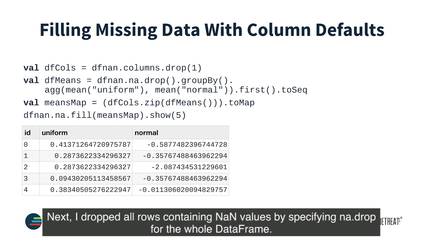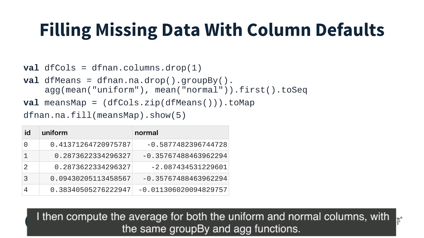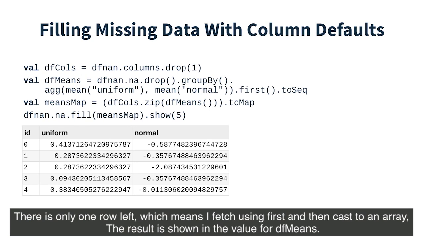Next, I drop all rows containing NaN values by specifying na.drop for the whole data frame. I then compute the average for both the uniform and normal columns, with the same group by and agg functions. There is only one row left, which means I fetch it using first and then cast to an array. The result is shown in the value for df means.